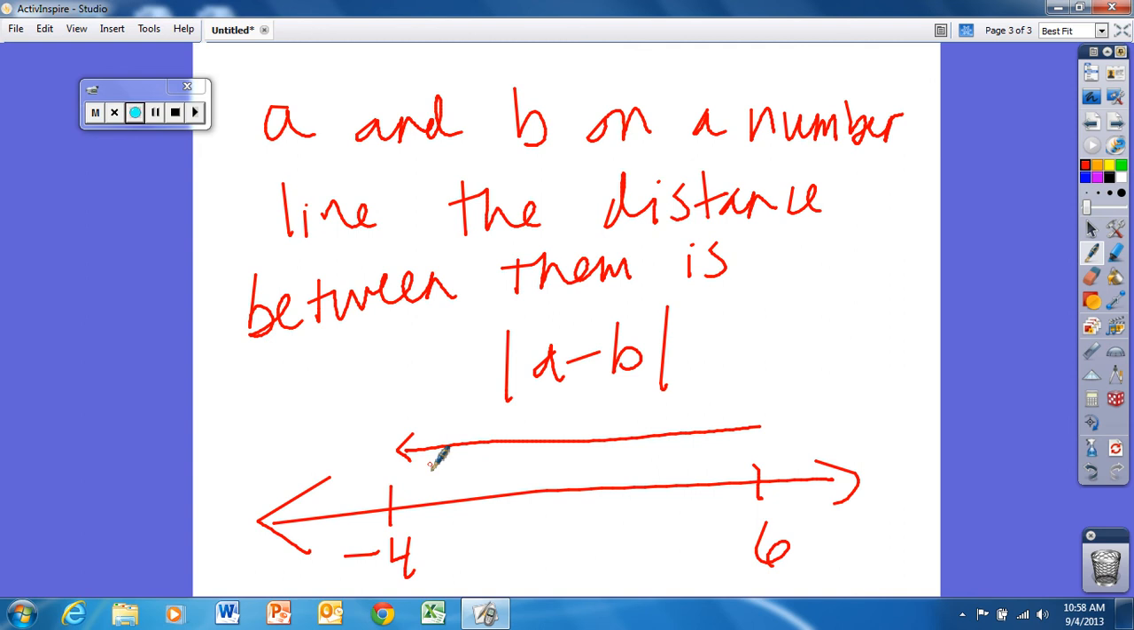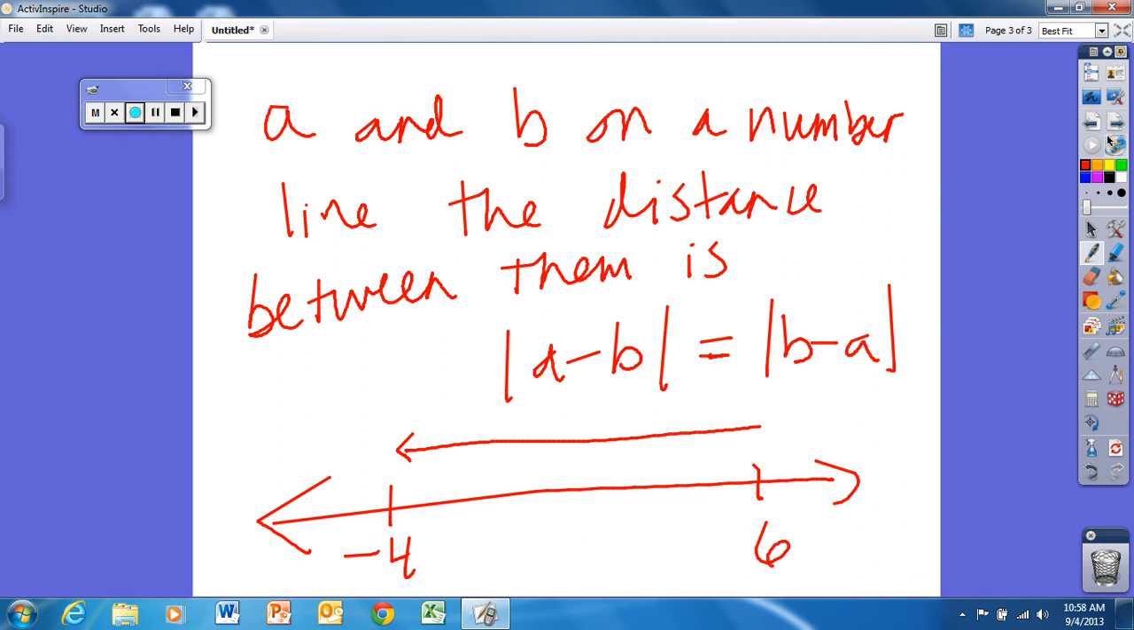So it's also the absolute value of b minus a. Doesn't change. If I do 6 minus negative 4, I get 10. If I do negative 4 minus 6, I get negative 10, but it's the absolute value. Distance is positive, so you still get positive 10.